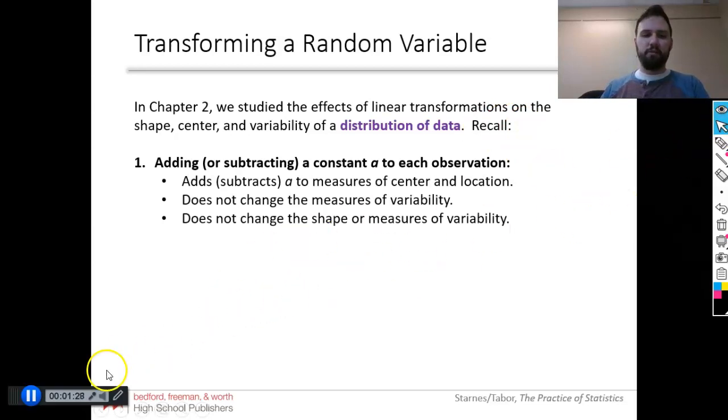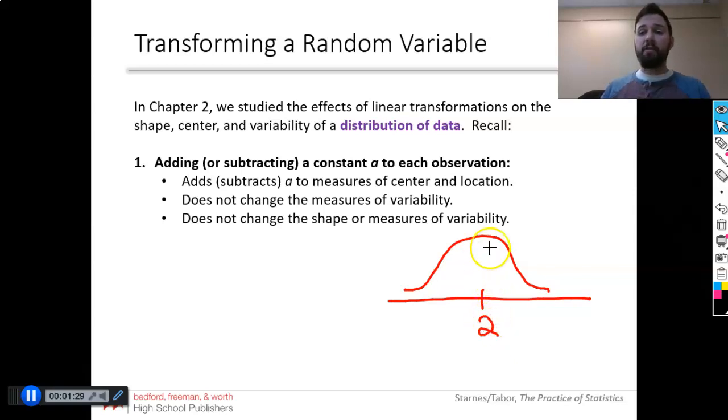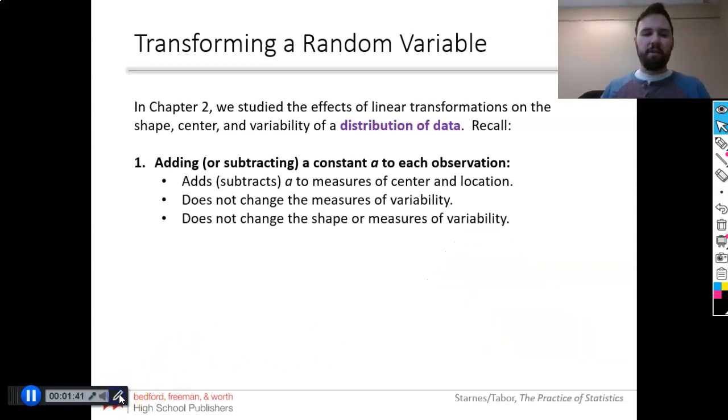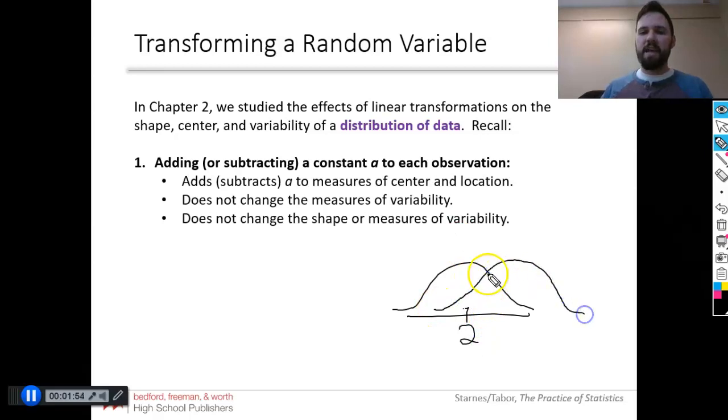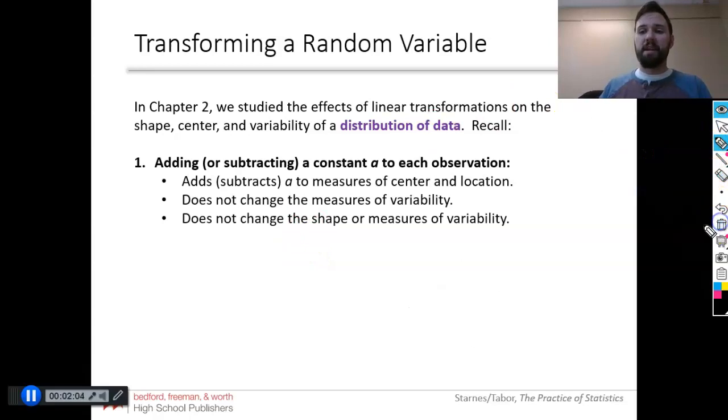All right, think about it like this. If you have a normal curve, and your center's 2, and you add 1 to everything, your curve's going to look exactly the same, just shifted over 1. So again, center moves up 1, variability stays the same. Your standard deviation is not going to change based on that, right?